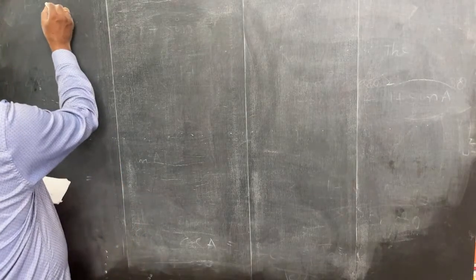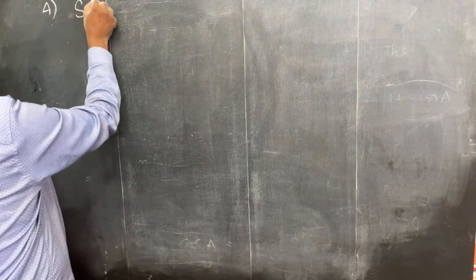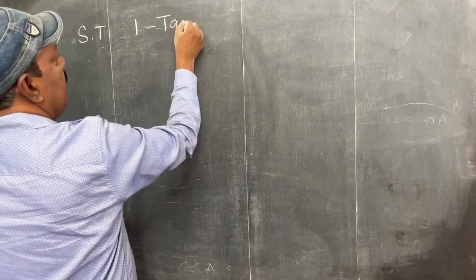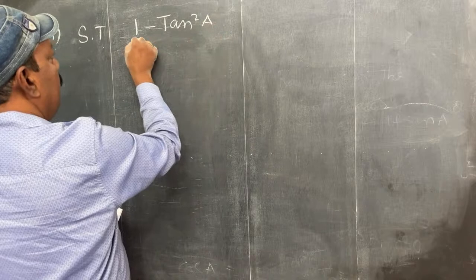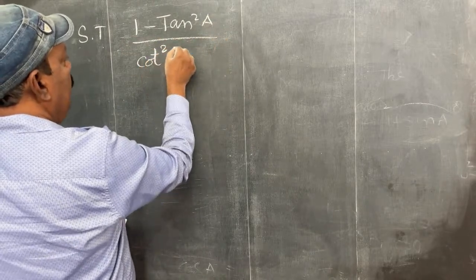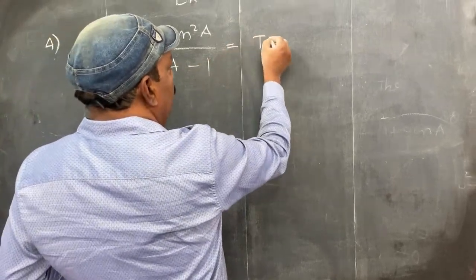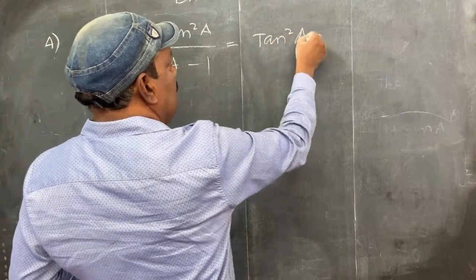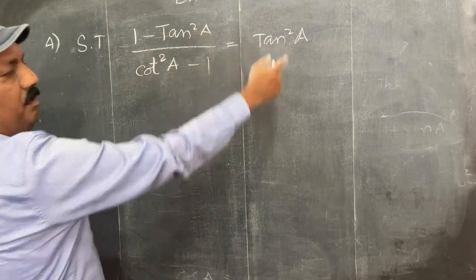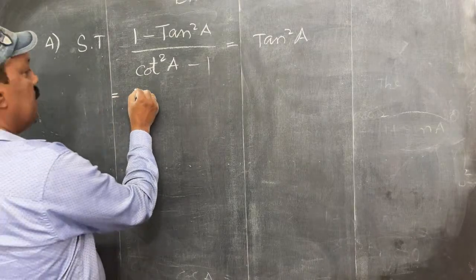Now we'll go for sum number 4 here. Show that (1 minus tan square A) by (cot square A minus 1). You have to convert this one into tan square A. Here you see (1 minus tan square A) by (cot square A minus 1), we have to convert it into tan square A. First of all, you have to go to the conversions.